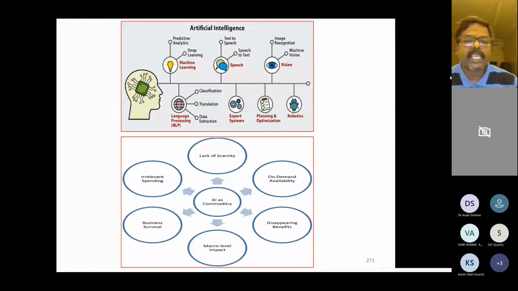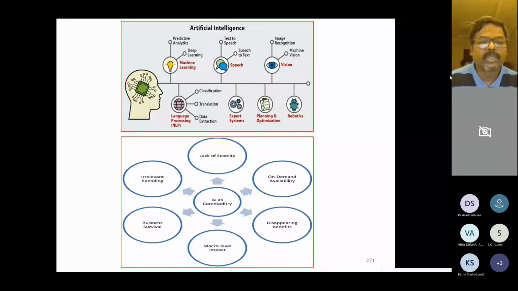So what is artificial intelligence as a commodity? Lack of scarcity, on-demand availability, disappearing benefits, macro level impact, business survival, irrelevant spending, etc.